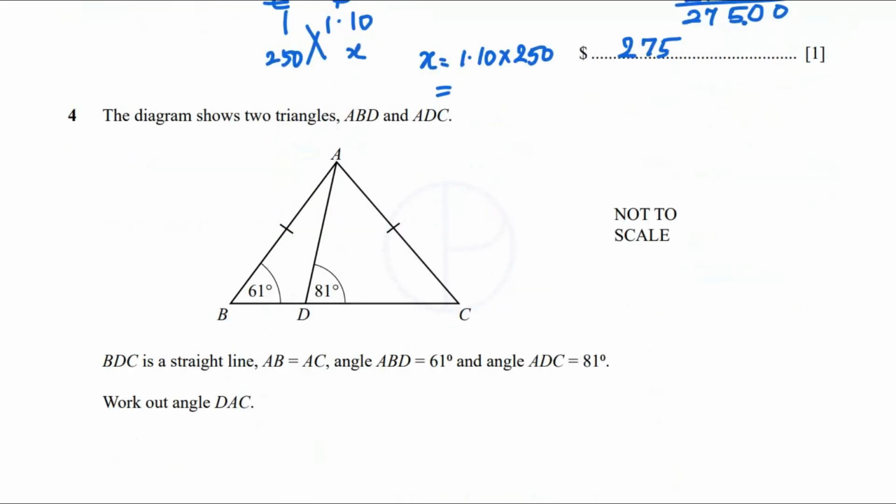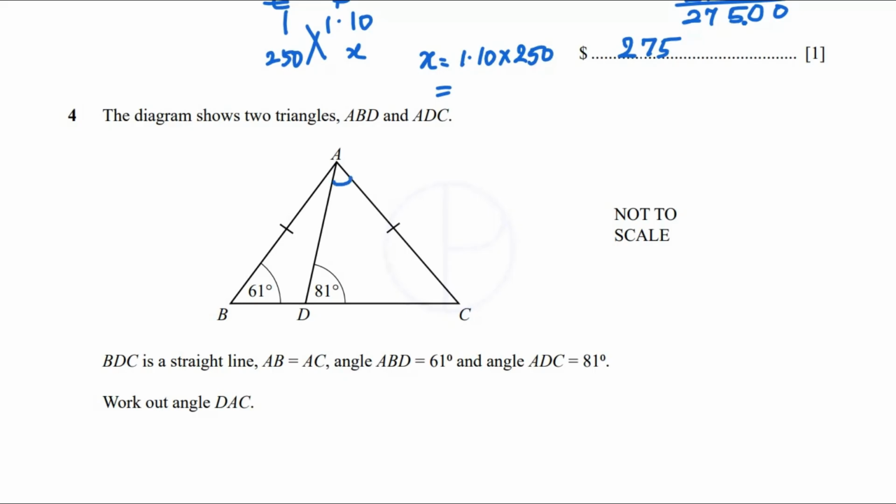Next, the diagram shows two triangles ABD and ADC. BDC is a straight line. AB is equal to AC. Angle ABD is 61 and angle ADC is 81. Work out the angle DAC. So this angle we have to find out.